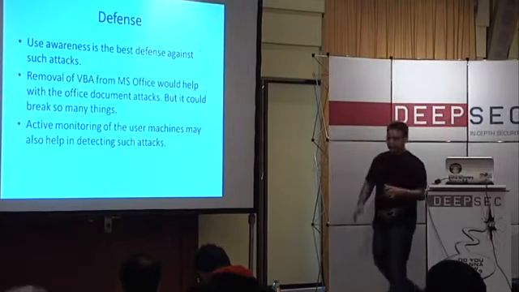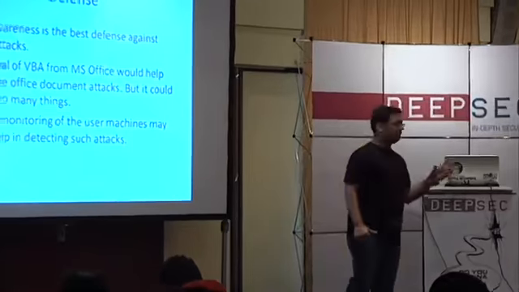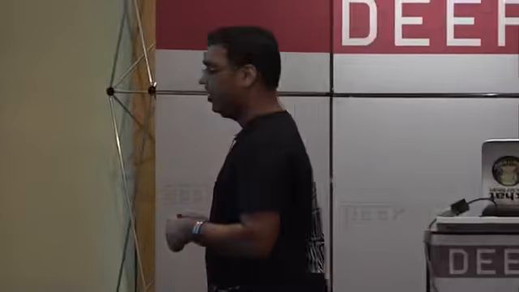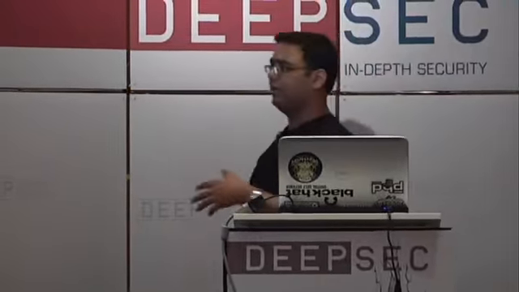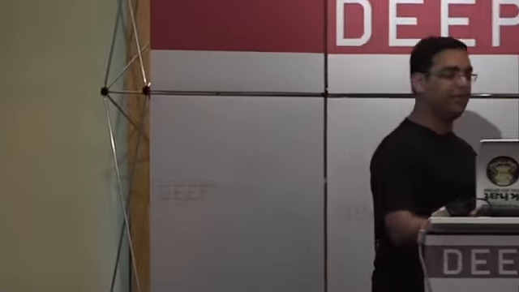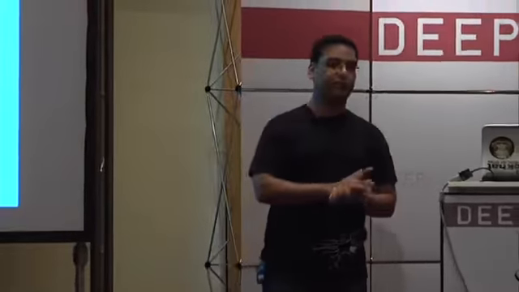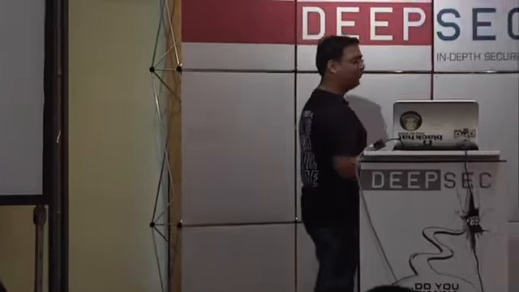Okay, the defense is obviously user awareness. If people in your company are still opening documents, still clicking on links sent by strangers, I mean, that's the basic thing, that's security 101. But they all do. I mean, the famous saying, there is no patch to human stupidity, there really is no patch. Removal of VBA completely, nothing, nada, nothing should execute from MS Office. That may help in these things, but that's obviously not possible. You know, the bane of Microsoft's existence, backward compatibility.